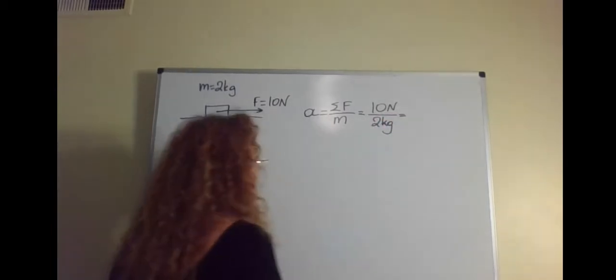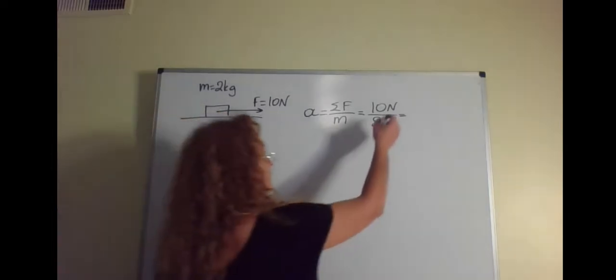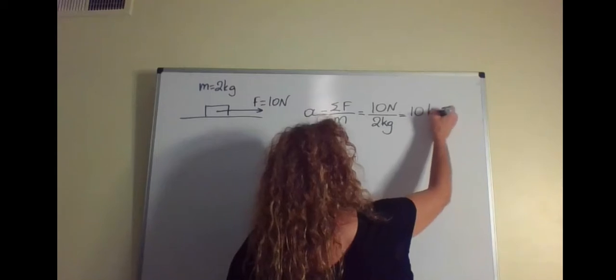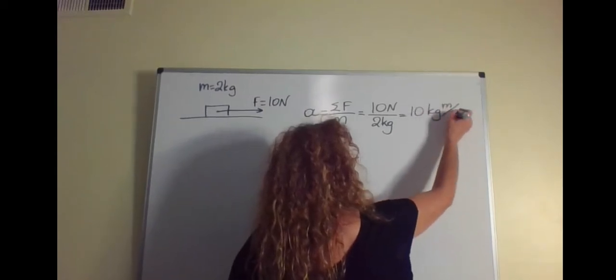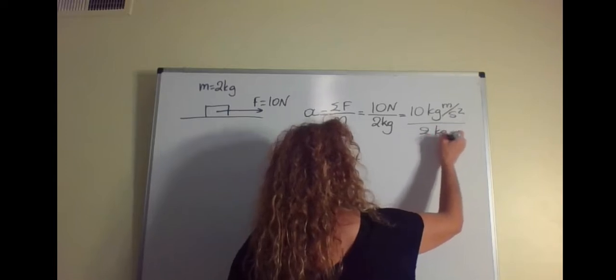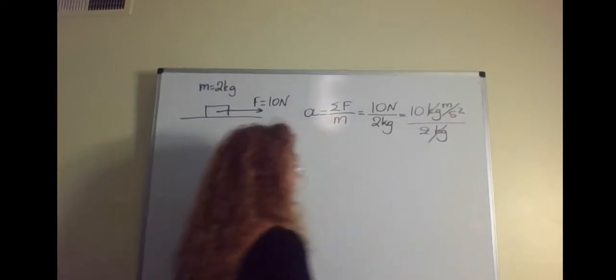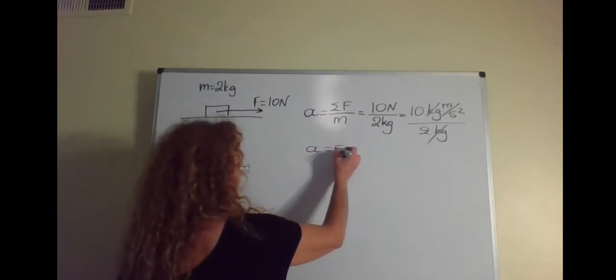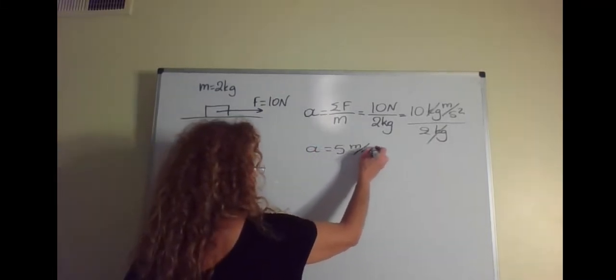Now, I want you to know that the definition for newtons is that the newton is kilograms meters per second squared. So, getting rid of the kilograms, we find that the acceleration would be 5 meters per second squared.